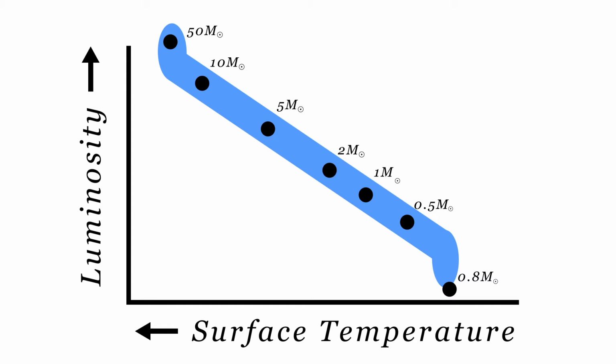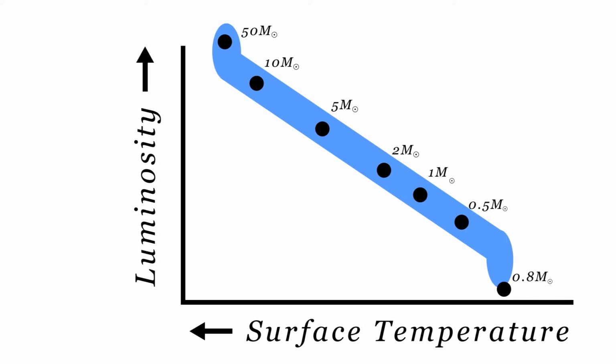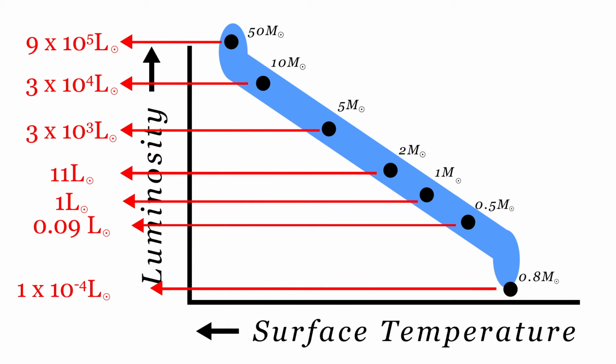Note that stars on the bottom right of the main sequence are very low-mass red dwarfs, while stars near the upper left are high-mass blue stars. Stellar masses range from 0.08 solar masses to well over 100 solar masses. It is interesting to note the luminosity values for these stars with known masses, which is described by the mass-luminosity relation L equals M to the 3.5 in solar units.